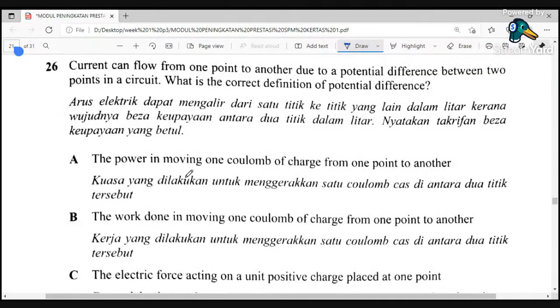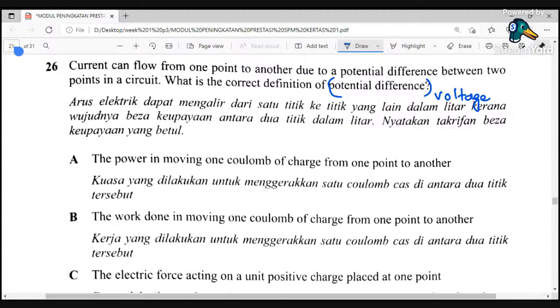Number 26. Current can flow from one point to another due to potential difference between 2 points in a circuit. What is the correct definition for potential difference? Some mentioned it as voltage. Okay. So apakah definition yang betul untuk beza keupayaan?